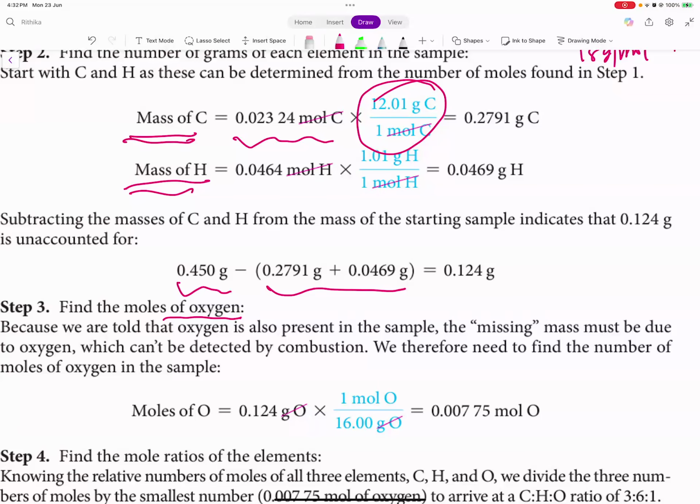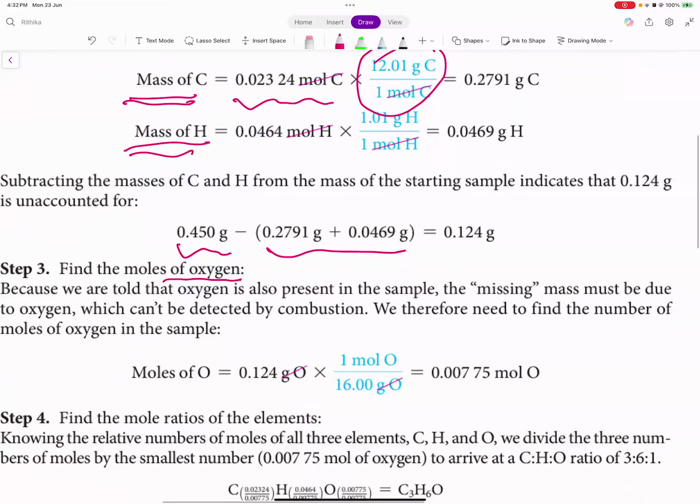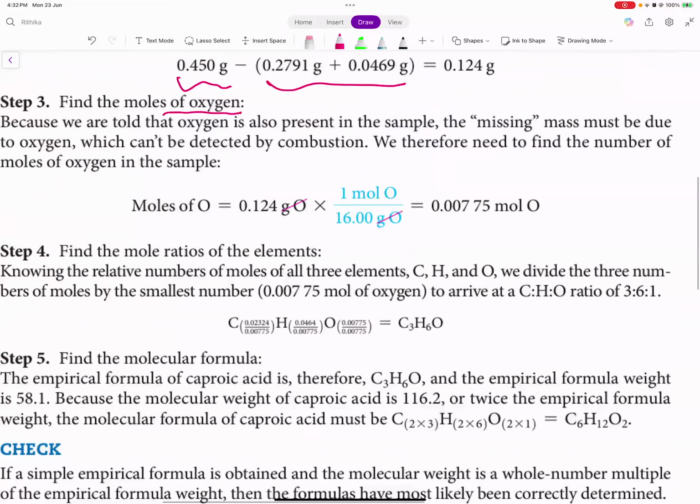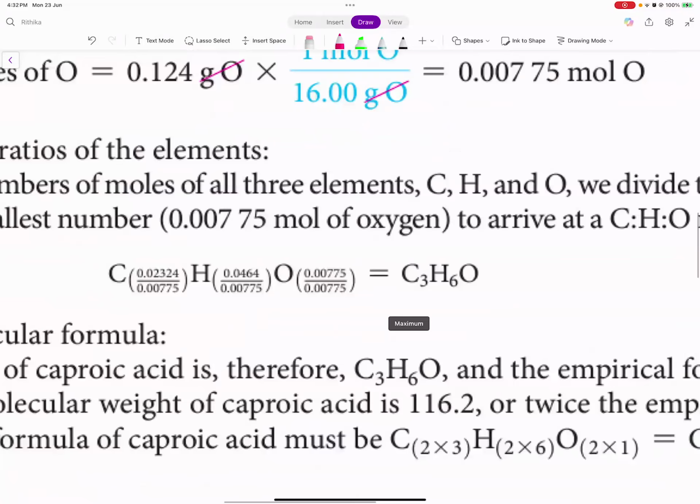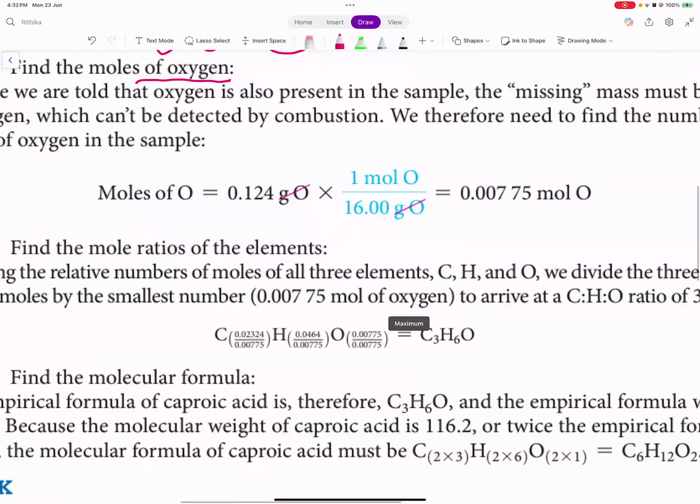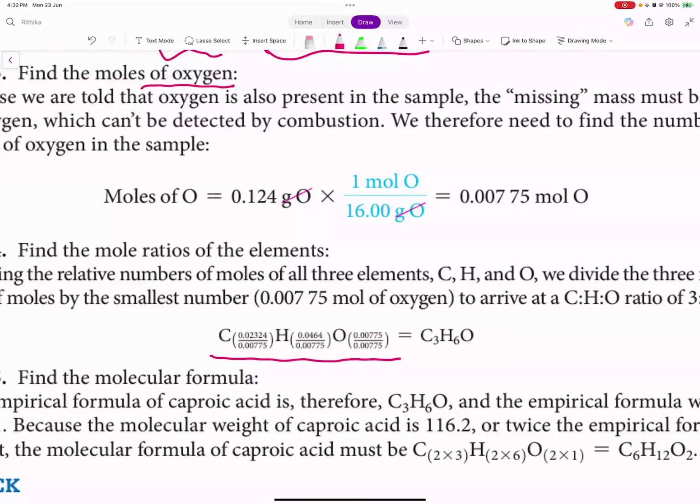Finally, we calculate the moles of oxygen. Because I know the mass, I simply divide by the molar mass, 16. So now I have the moles of carbon, hydrogen, and oxygen. I divide by the smallest number, which is 0.00775, and here I get directly C3H6O. So this is the empirical formula.